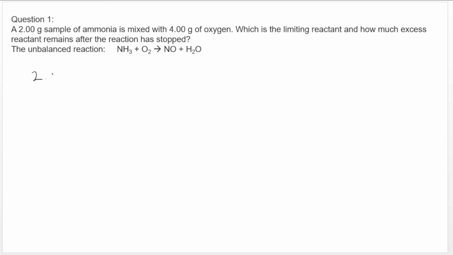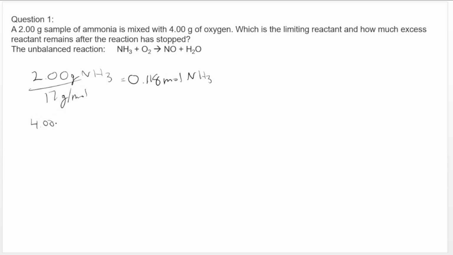So the first thing we're going to do is convert both to moles. We have 2.0 grams of NH3, which is ammonia, right here. And the molar mass of ammonia is going to be 14 plus 3, so 14 grams per mole for nitrogen, 3 grams per mole for the hydrogens, and that's going to be 17 grams per mole. So 2 divided by 17 is 0.118 moles of NH3.